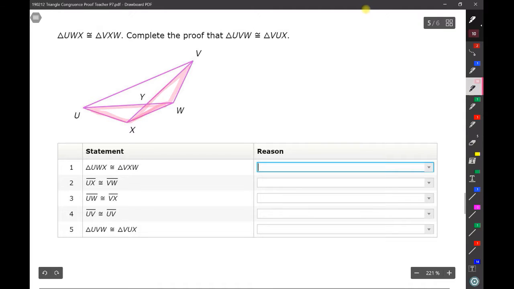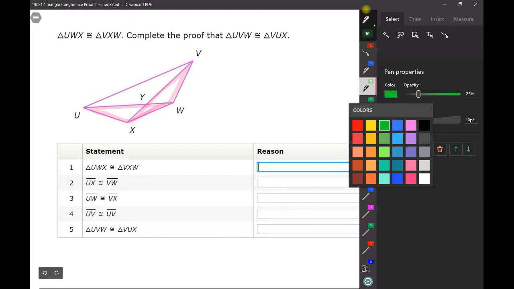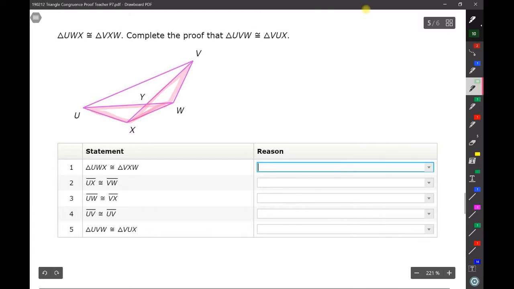Now, let's talk about what we need to prove. I'm going to change the color of the highlighter here so that you can see a little bit more clearly what we're trying to prove. What we're trying to prove is that UVW, that's this triangle, is the same as VUX, that's this triangle. Okay? That's what you're trying to prove. Now, let's see what we can do from that.